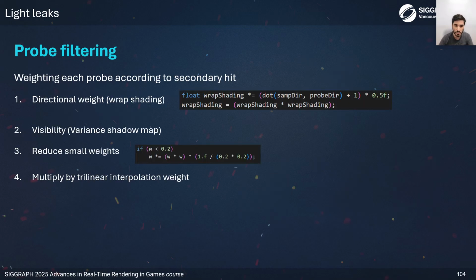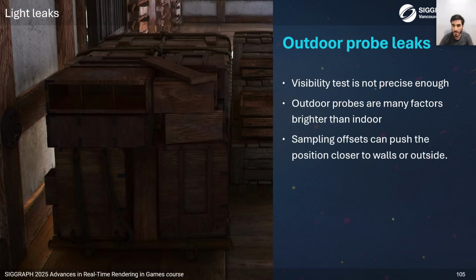Then, to calculate the weight of any probe, we first do directional weight with wrap shading. We then evaluate the variance shadow map from the probe and take these weights and crush them if they were smaller than 2.2. Finally, we multiply these results by the trilinear interpolation weight. This is not quite enough as our visibility test is not precise enough. Outdoor probes are so much stronger than indoor that lighting can still happen.